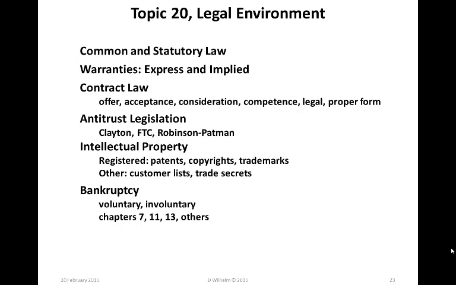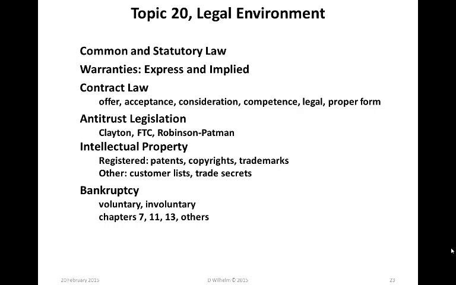Trademarks, such as McDonald's M, can last forever as long as they're in active use and re-registered every 10 years or so. There are many types of intellectual property that are not registered that people tend to forget about, such as customer lists and trade secrets.